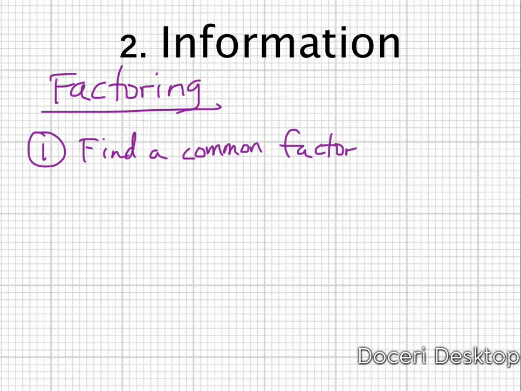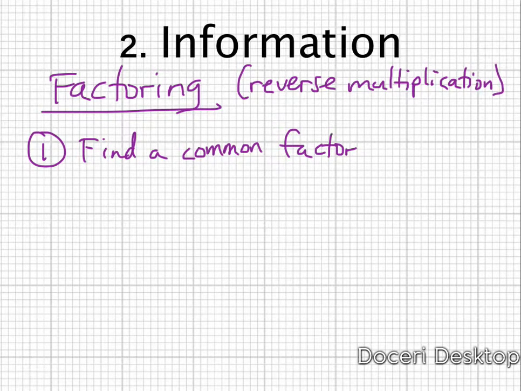Find a common factor. And really, one thing that I should say here is that when you're talking about factoring, this is reverse multiplication. So it undoes whatever you multiply by. Okay, so this is reverse multiplication. So let's look at an example here.